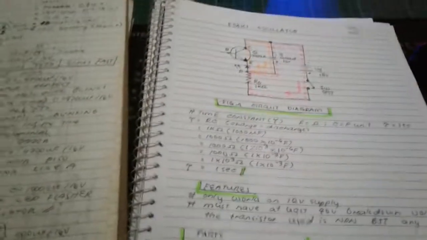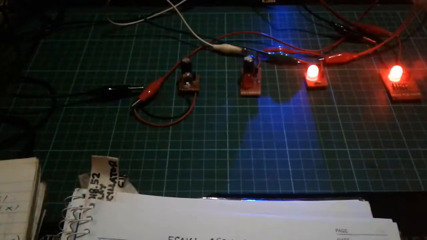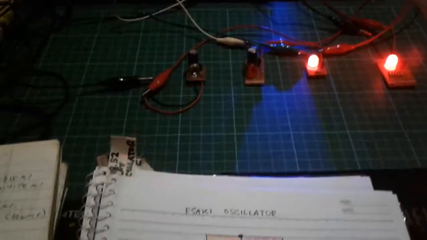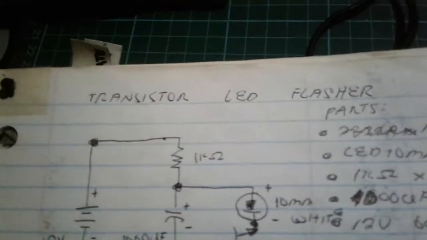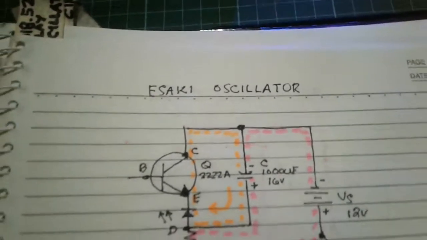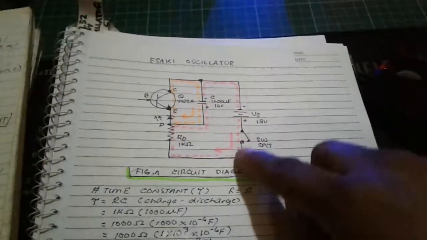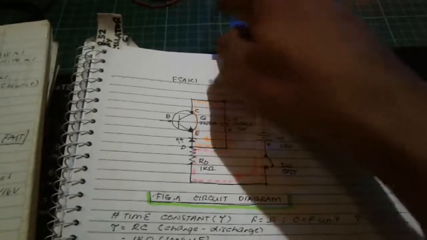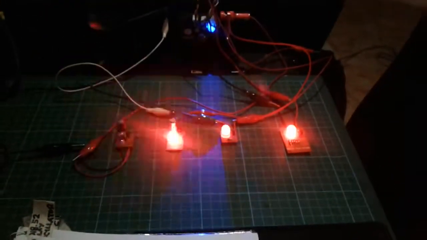So this is an Esaki Oscillator, our new design. And this one is a Transistor LED Flasher. LED Flasher and Esaki Oscillator are the same. Transistor LED Flasher is the same as Esaki Oscillator when they are just using a transistor, an LED, and a capacitor. They are connected this way. This is my old project. This is my new design. And it so happened that it's the same. The Esaki Oscillator is the same as Transistor LED Flasher. So, that's our new circuit.